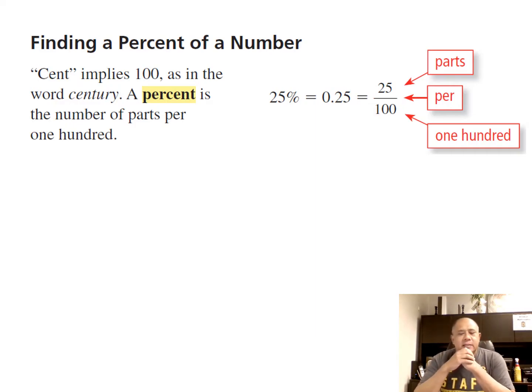Okay, let's first take a look at this. Finding a percent of a number. The word cent implies 100, just like the word century. A percent is a number of parts per hundred. So let's take a look.